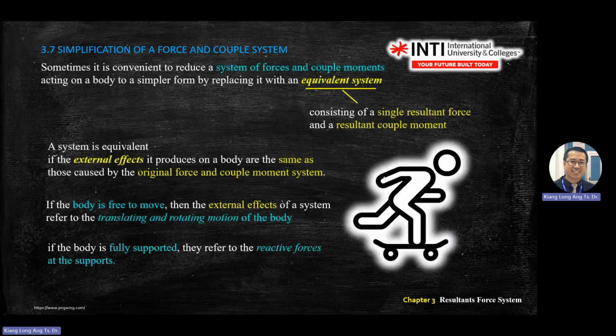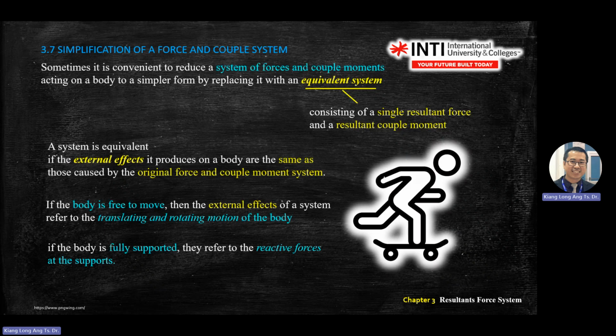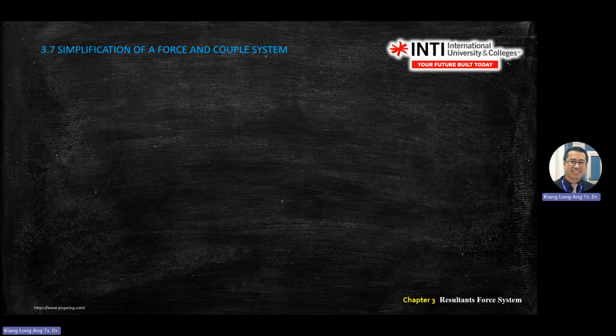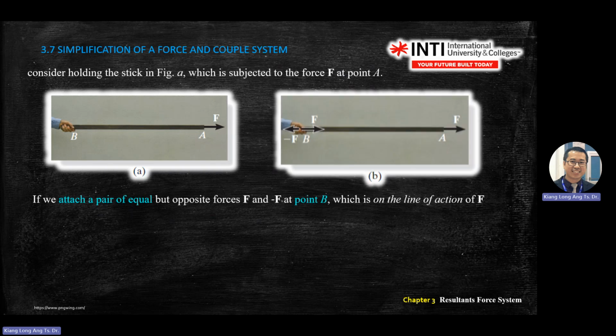Okay, this one you read. It means we replace the force and couple moment with the equivalent system. If we see moment and forces, we can change the diagram into another form. So, for example, if you have a stick AB, but there's a force pulling at the end of the stick, what do you feel at your hand? It's pulling out, right? If you stand at B, you're actually feeling the force at your hand.